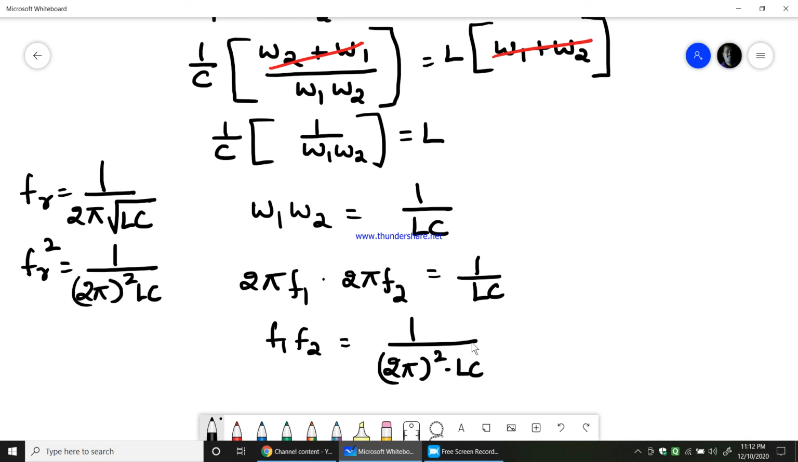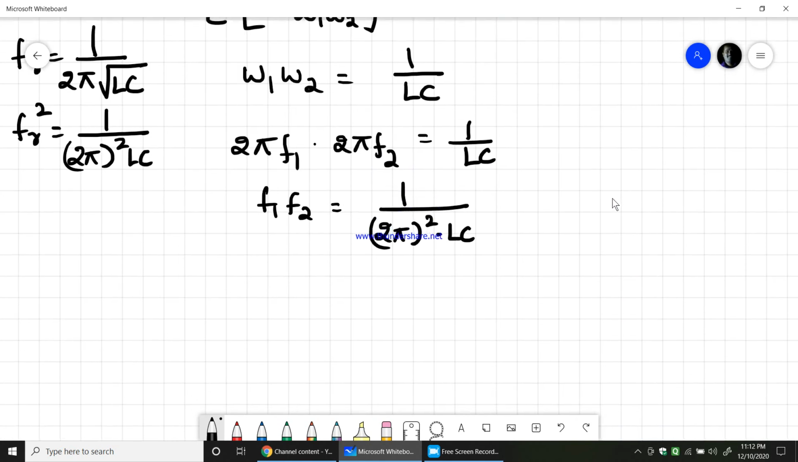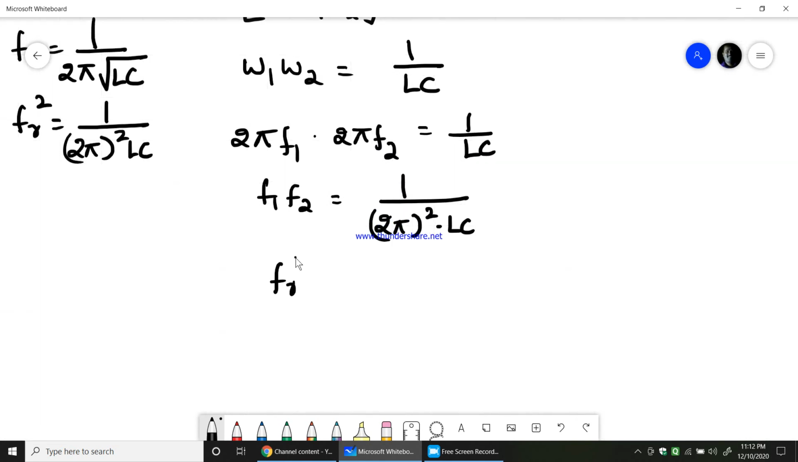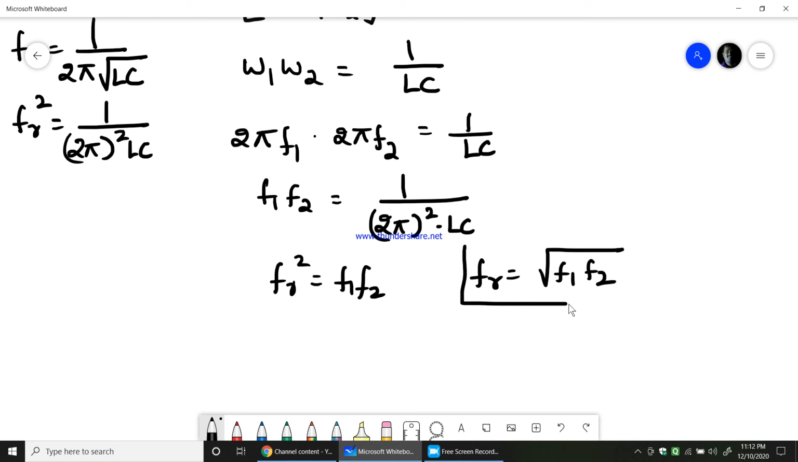Therefore this 1 over (2 pi) square into LC can be replaced by fr square. Therefore I will get fr square equals f1 into f2. Therefore fr is equal to square root of f1 into f2. So this is the equation for the resonant frequency in terms of the cutoff frequencies f1 and f2. So this is what we have in series resonant circuit. In series resonant circuit, this is what we come across as the equations.